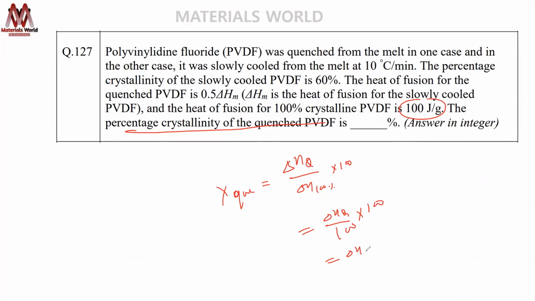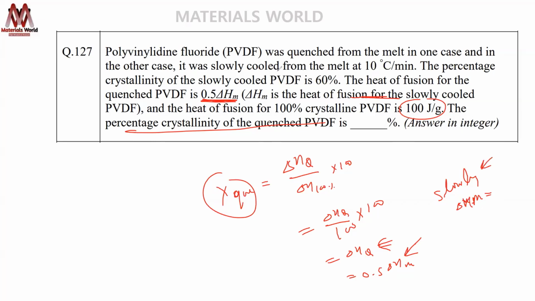So if you know delta H, the enthalpy of the quenched sample, you can calculate crystallinity. How to calculate this enthalpy for quenched? It's telling us that for quenched it is 0.5 Hm. What is this Hm? This Hm is the heat of fusion for slowly cooled. So if you have a slowly cooled sample, then the enthalpy of slowly cooled is delta Hm.